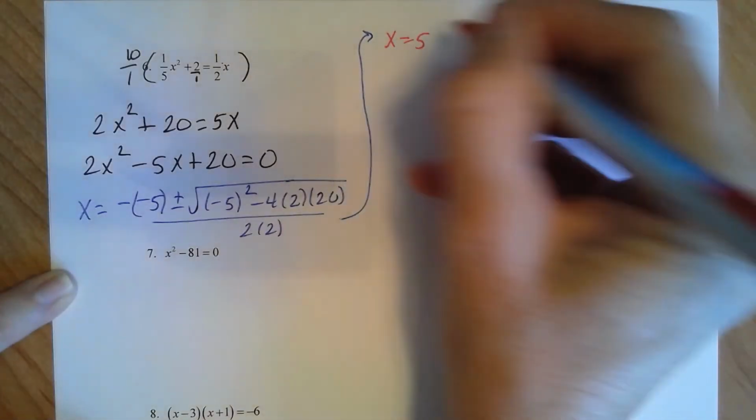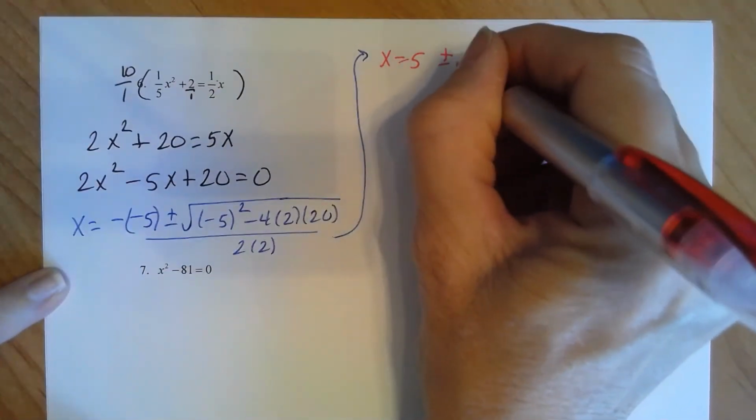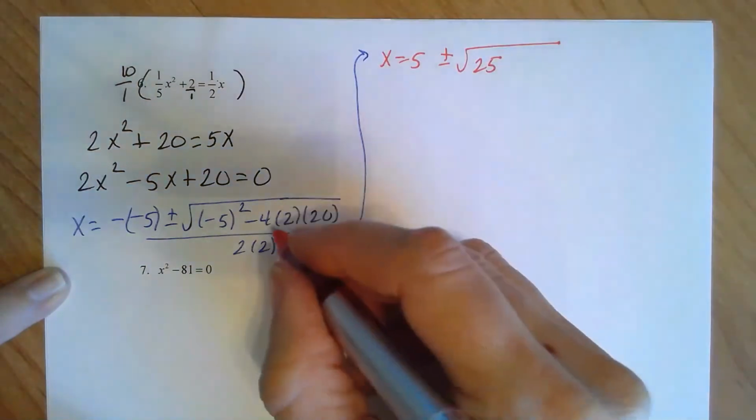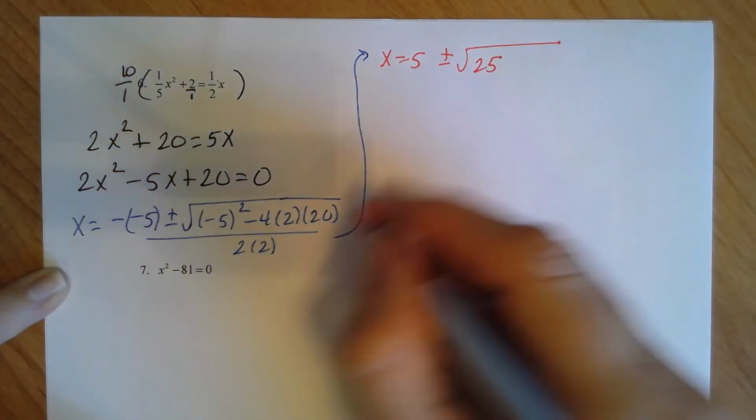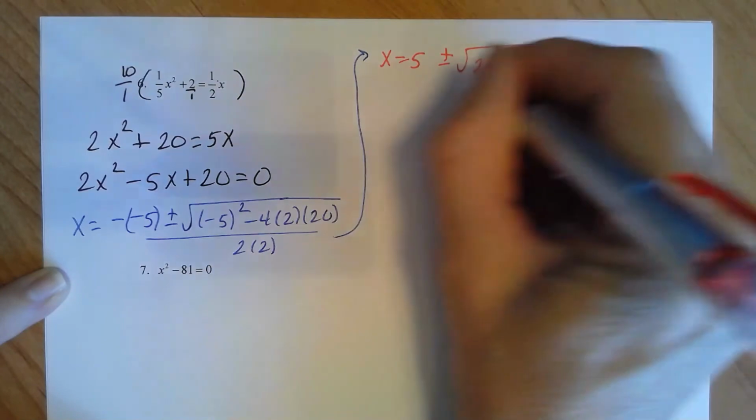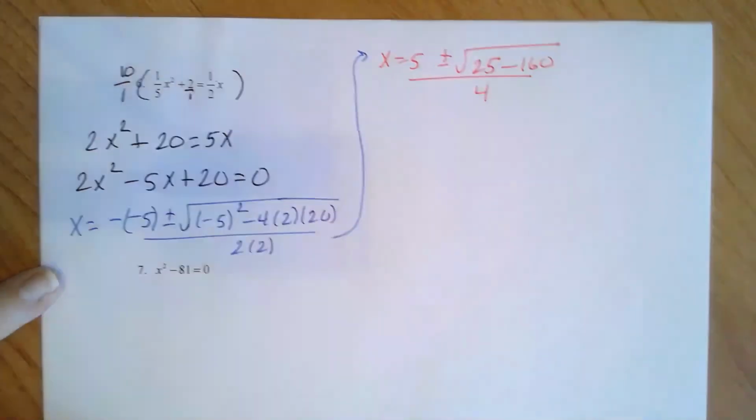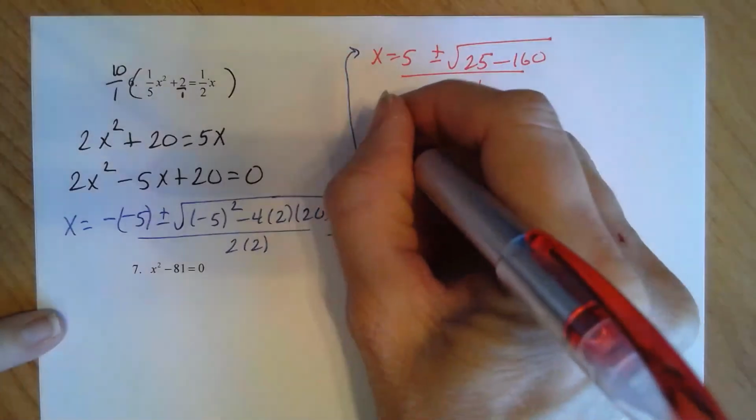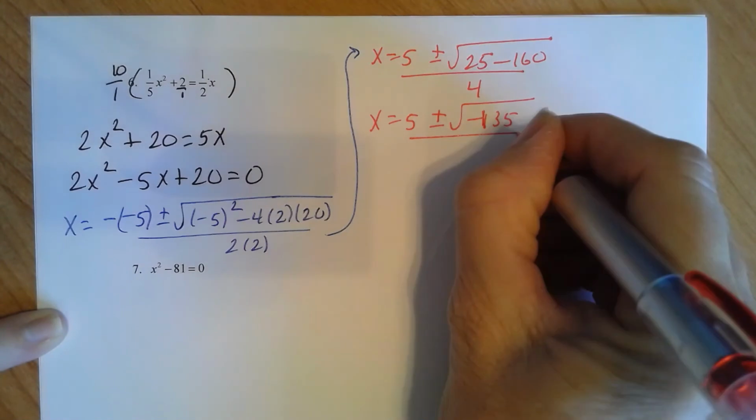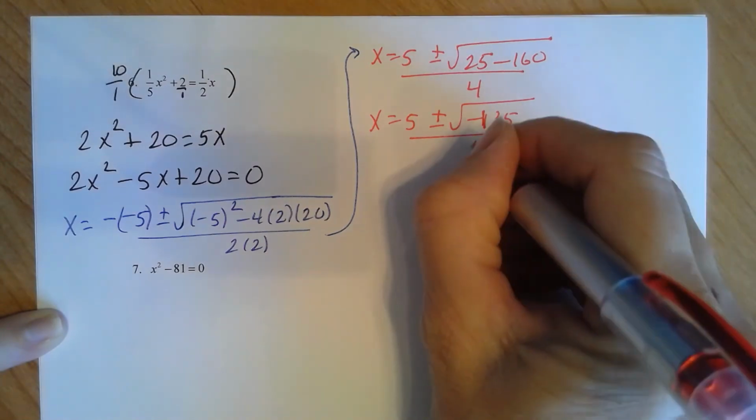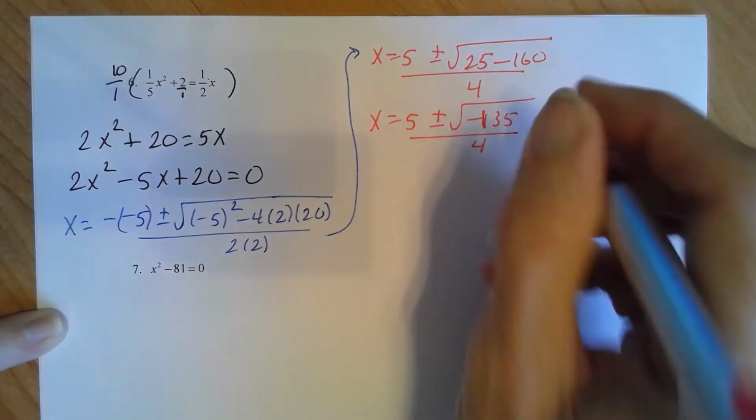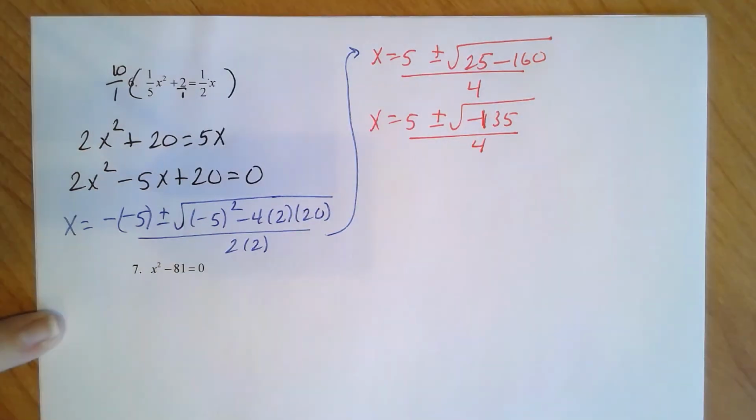So x is going to equal 5 plus or minus the square root of negative 5 squared is 25 positive. 4 times 2 is 8. 8 times 20 is 160. So minus 160 all over 4. And then we have to do 25 minus 160, and we're going to get a negative 135. So x is going to equal 5 plus or minus the square root of negative 135 over 4. Now, let's see if we can take anything out of 135.